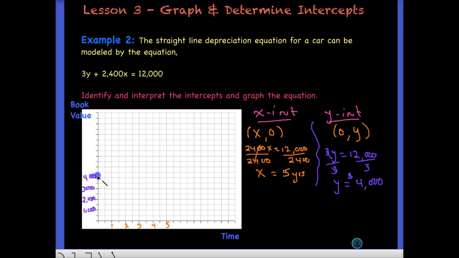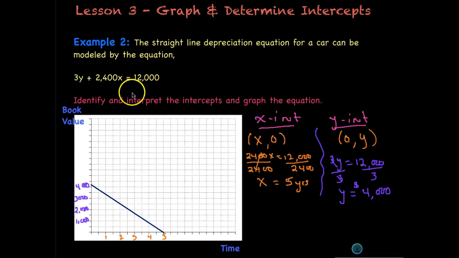So we know our y-intercept is going to start here at 4,000, and it's going to go to 5 years. So now I have graphed this equation using my intercepts, and let's interpret them. Well, at year 0, we paid $4,000 for our vehicle. That's the initial purchase price. Then, down here, at year 5, my vehicle has been fully depreciated, so it has a useful life of 5, and it's fully depreciated down to 0.